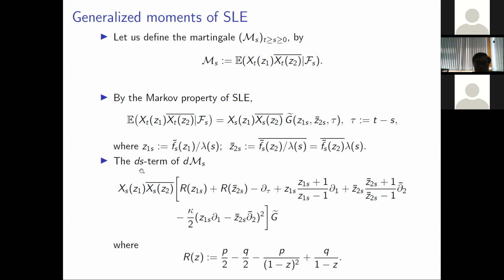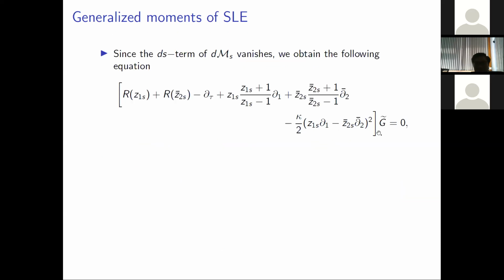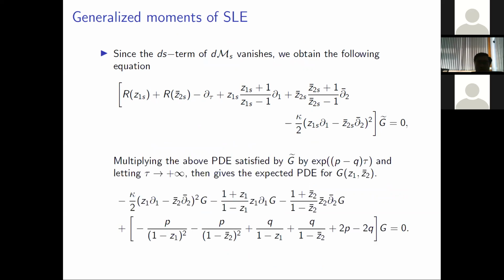We can extract the dS term of dMS. Okay. And because this is a martingale, the dS term vanishes. So we have an equation satisfied by G tilde T. Now we use the relation between G tilde T and G, the generalized moment that we want, to pass from this equation to an equation satisfied by G.